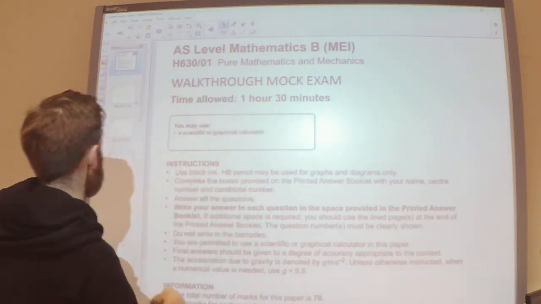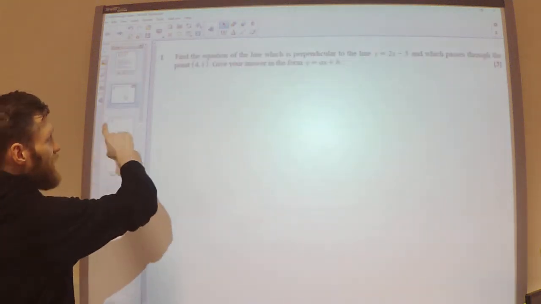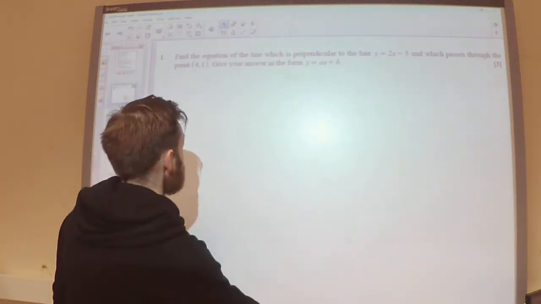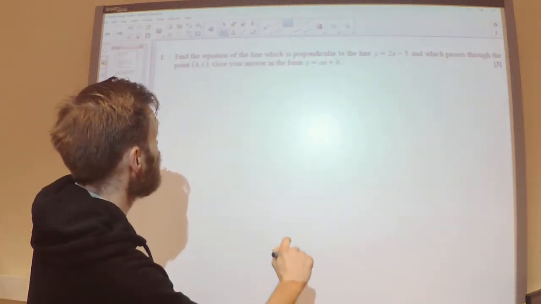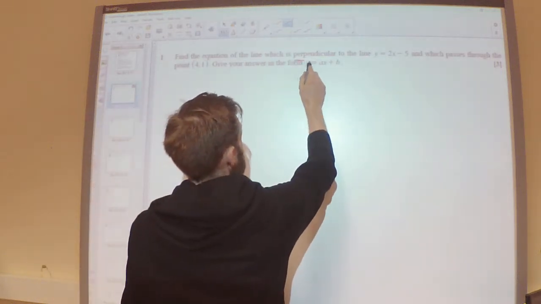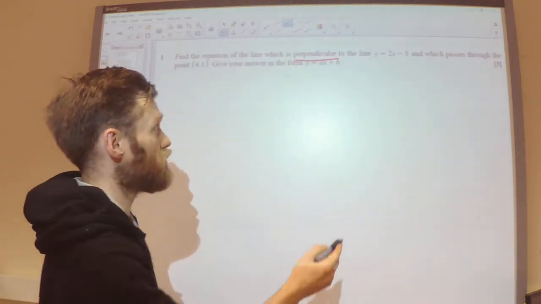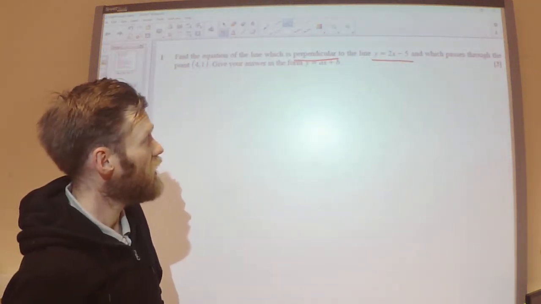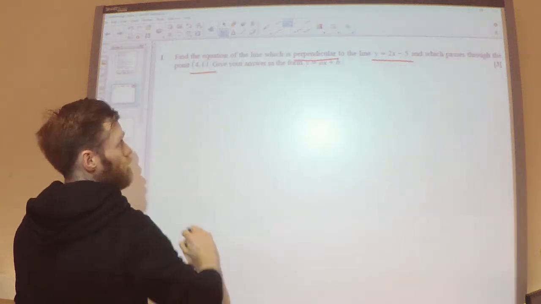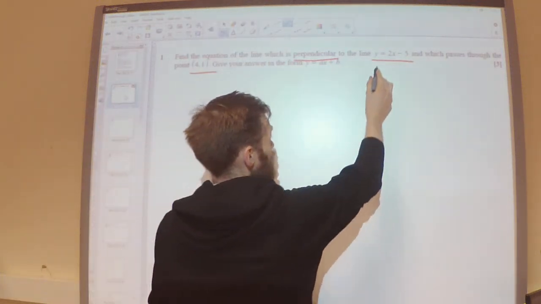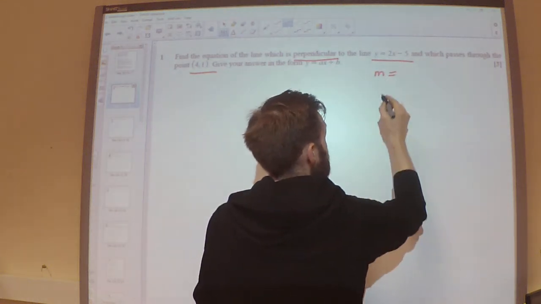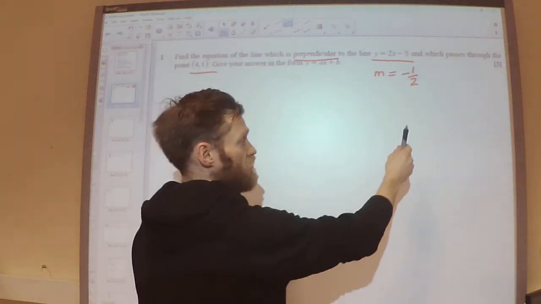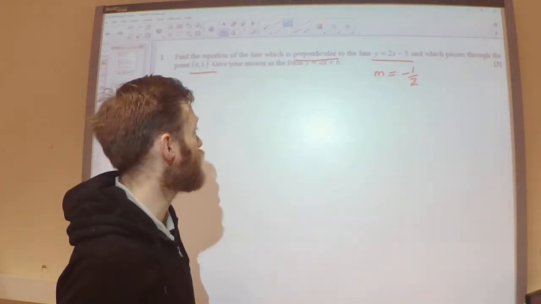Right, so let's get cracking into question 1. It is this question about the perpendicular line. Straight away, reading the question carefully, we want to find the equation of the line that's perpendicular to y equals 2x minus 5 that passes through the point (4, 1). Straight away, I'm thinking that my gradient is the negative reciprocal, so minus 1/2. The gradient of this line is 2, so the gradient of the perpendicular line is minus 1/2.